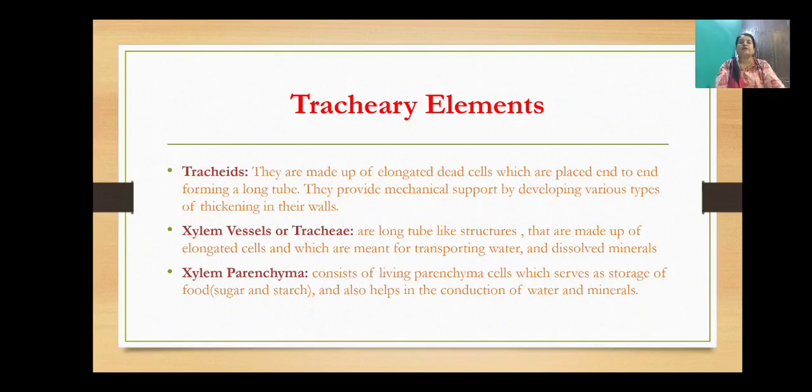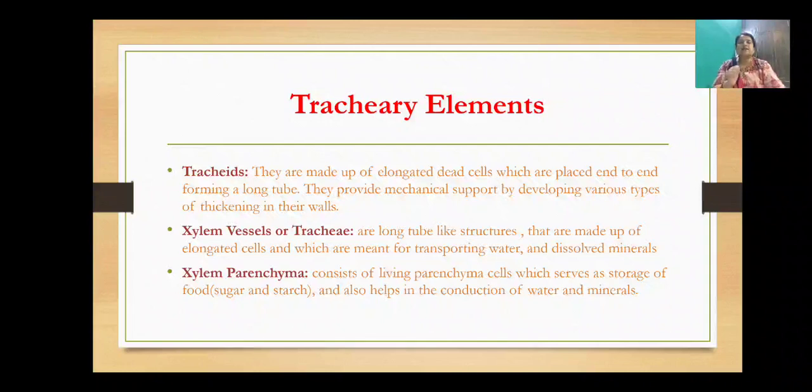Now we can see what the tracheary elements are. These tracheids are made up of elongated dead cells which are placed end to end forming a long tube. At the same time, they provide mechanical support by developing various types of thickening in their walls.